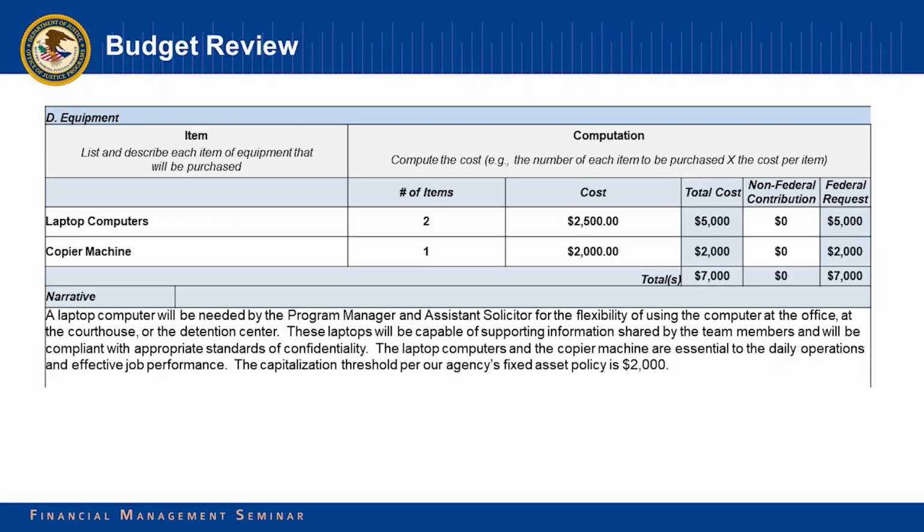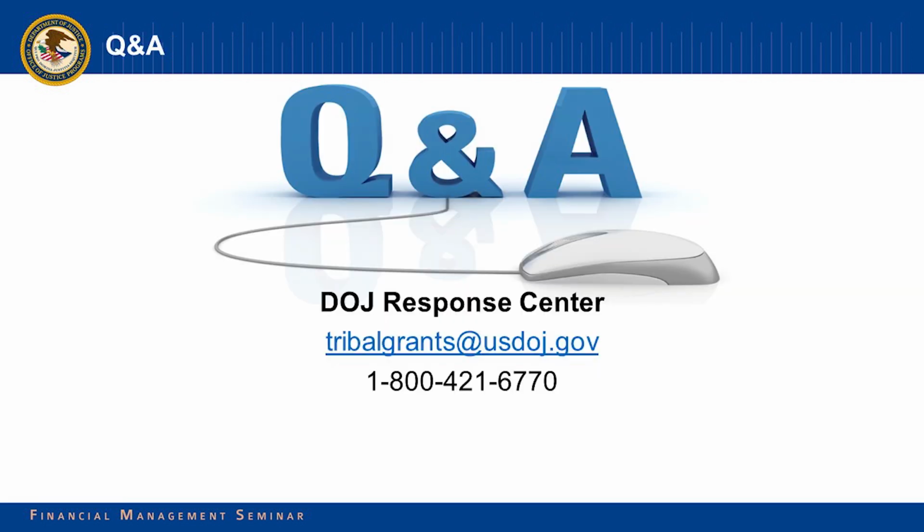So that was a great question. So in this example here, it has laptop computers under equipment, 2 items at $2,500 each. If we were following the federal policy, which is $5,000 or more, it would go under supplies. But if you go down to the narrative in this particular example, it says the capitalization policy threshold for this particular organization was $2,000. So according to this organization's capitalization policy, it would go under equipment because they capitalize anything $2,000 or greater. Thank you, Angela.